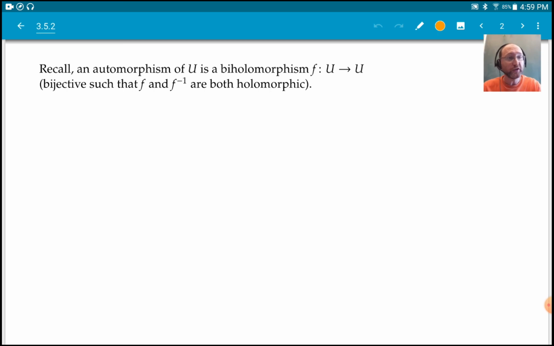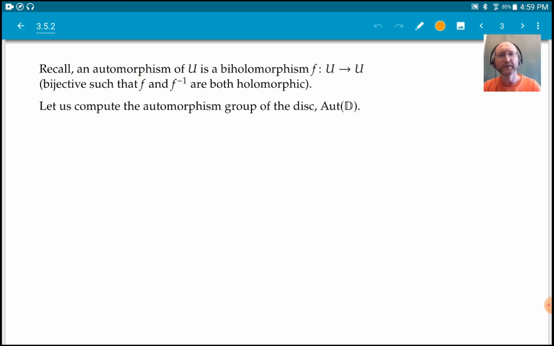All right, so recall what an automorphism is. An automorphism in our setting, an automorphism of some domain U, is a biholomorphism from U to U. So it's a holomorphic map F that is invertible, so it's bijective, and its inverse is holomorphic. So let's compute the automorphism group of the unit disk, and we gave this notation before.